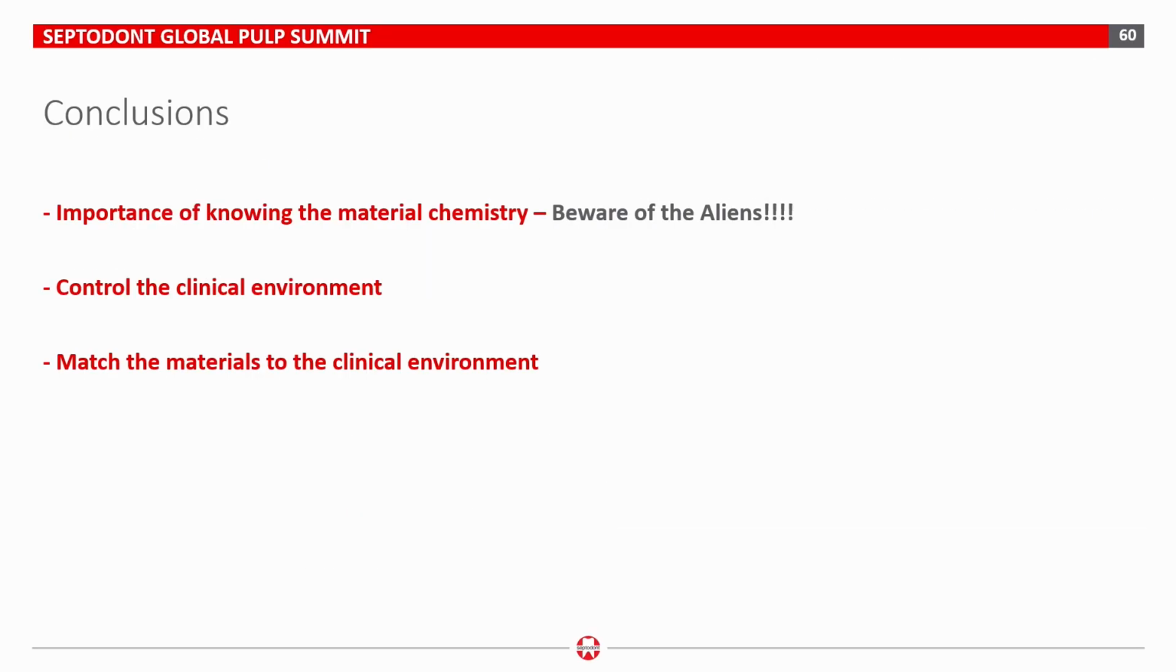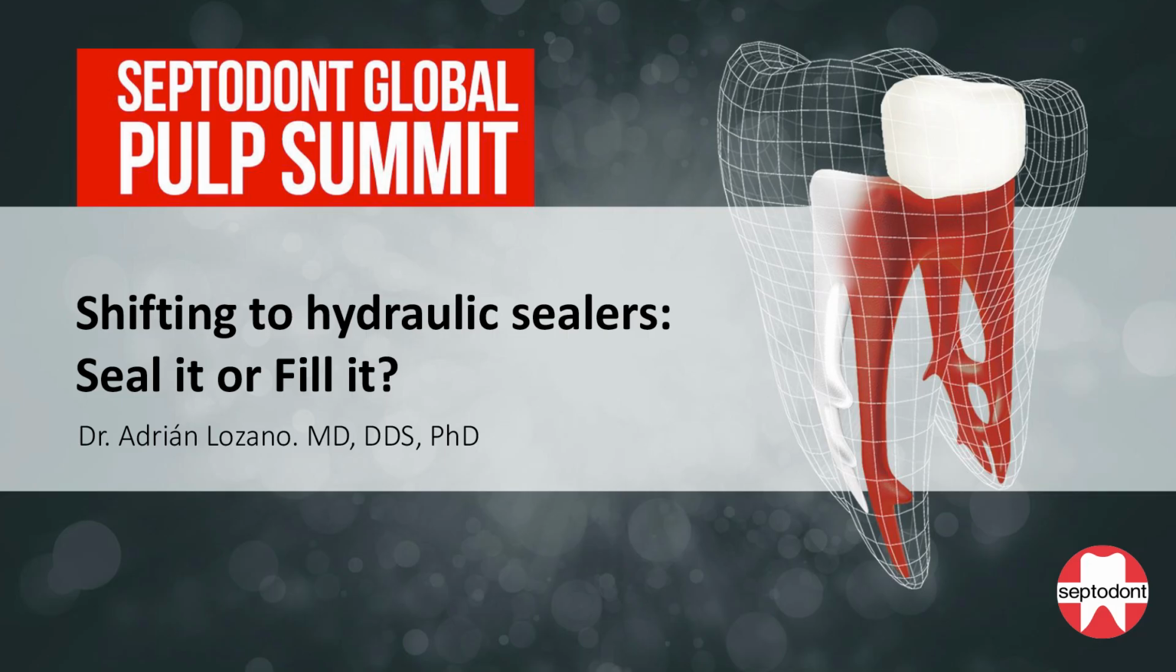To conclude, because I have a red flashing at me there, I will conclude with the importance of knowing the material chemistry. I know it's a bit of heavy chemistry, and beware of the aliens. Control your clinical environment, because the environment is something that only we can control, and match the materials you use with the clinical environment. Thank you very much for your attention.